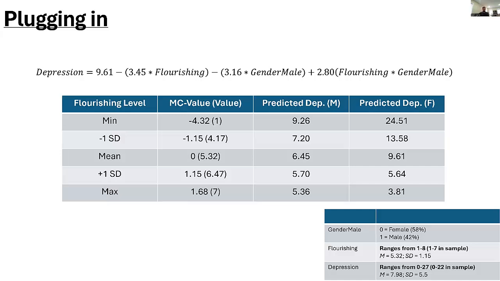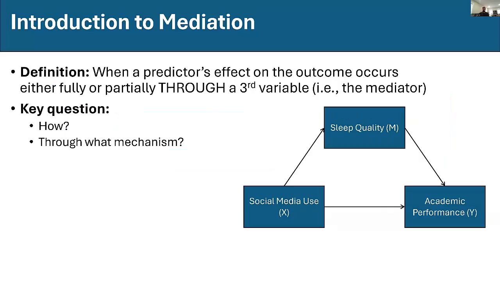Okay, now we're jumping into mediation. So mediation answers some different key questions. This is how a variable affects, how X affects Y, or the mechanism through which X affects Y. When a predictor affects the outcome either partially or fully through this third variable, the mediator, we're looking at mediation.